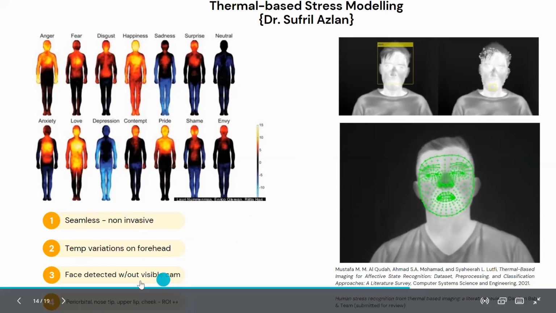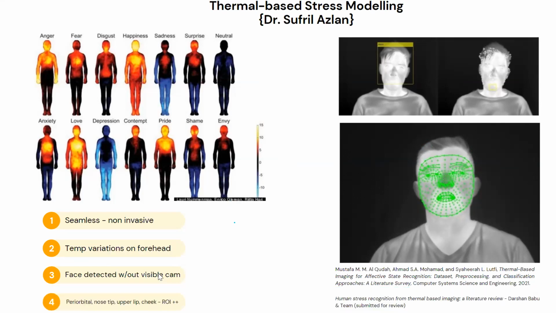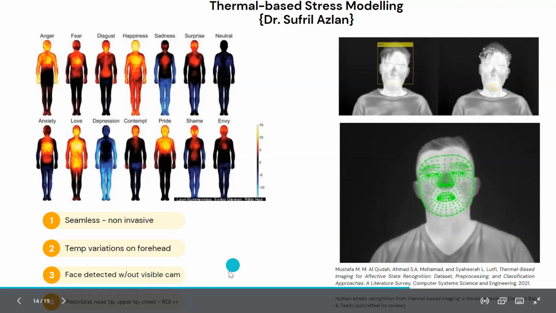And the face, nowadays, facial emotion systems are becoming more efficient. So we do not even need a visible camera to do this.